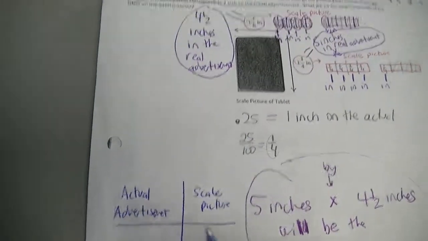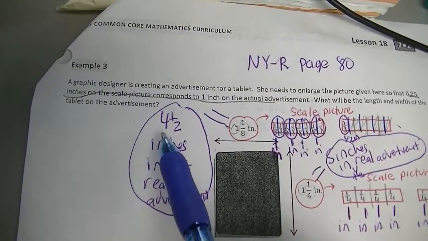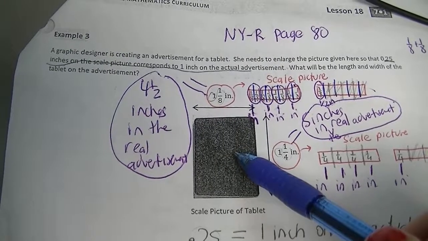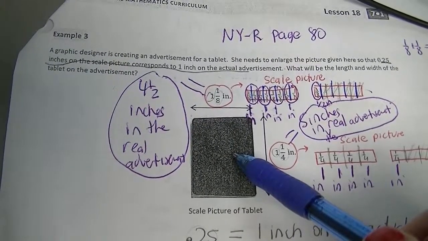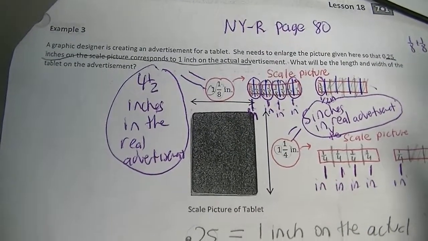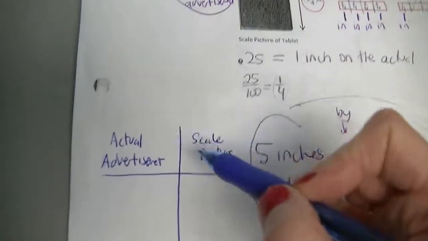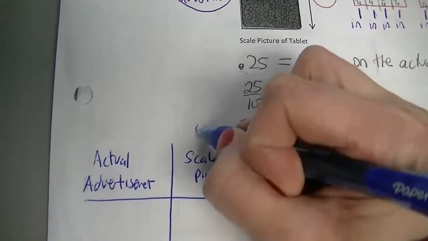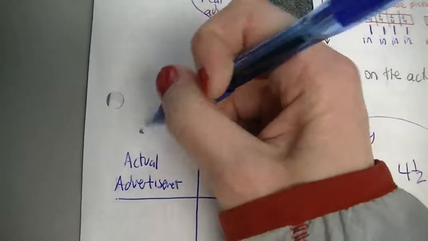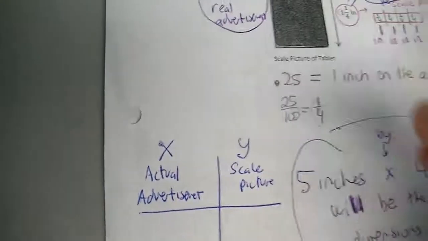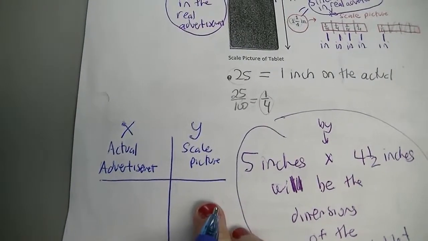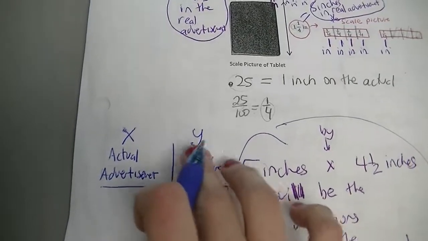All right, so it's set up here that this is the scale picture of a tablet, and they want us to figure out the length and width of the actual tablet in real life, the actual one in the advertisement, okay? So I remember that the scale picture will always be represented by Y, because it's always depending on the actual picture, and the actual picture would be represented by X, okay? And I don't know the information for the actual advertisement, but I do know information of the scale picture.